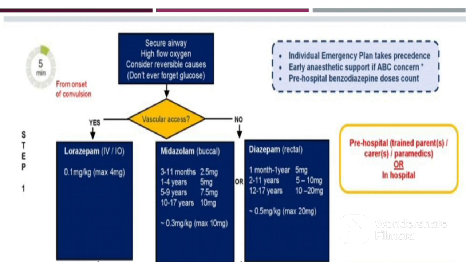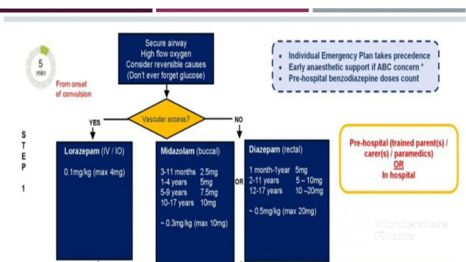Immediately administer IV lorazepam at the dose of 0.1 mg per kg. But remember that the maximum dose of lorazepam is only 4 mg. In case that lorazepam is not available, an alternative that is often used is IV midazolam at a stat dose of 0.2 mg per kg. However, it should be noted that lorazepam remains the more effective option.